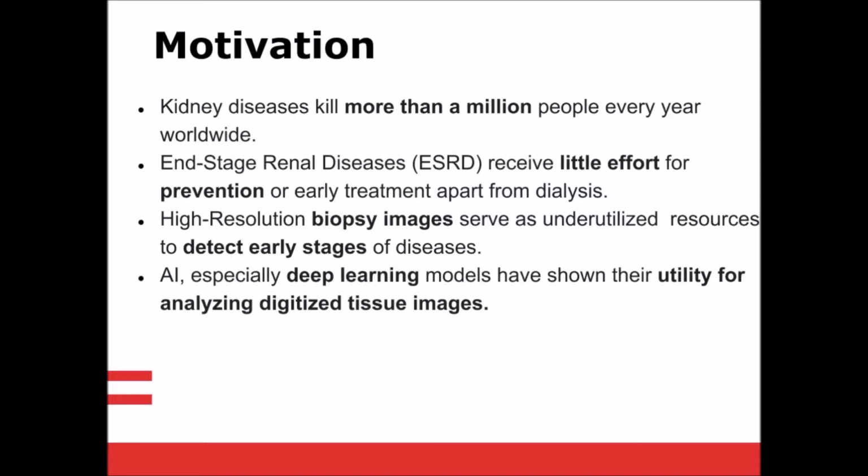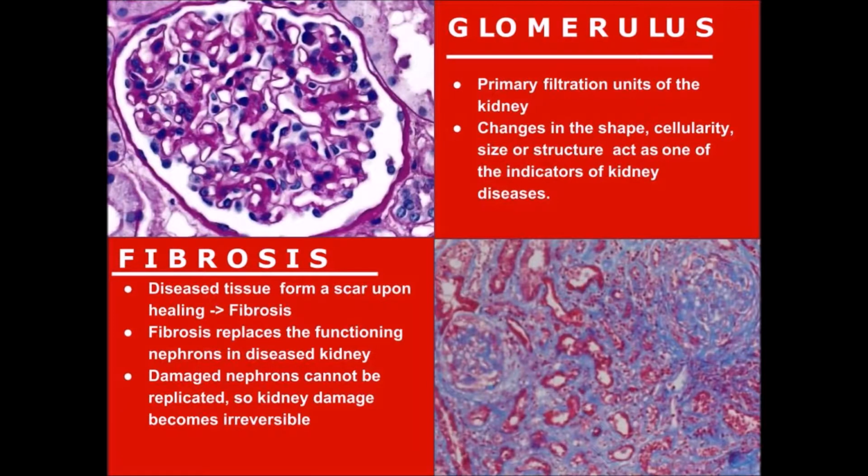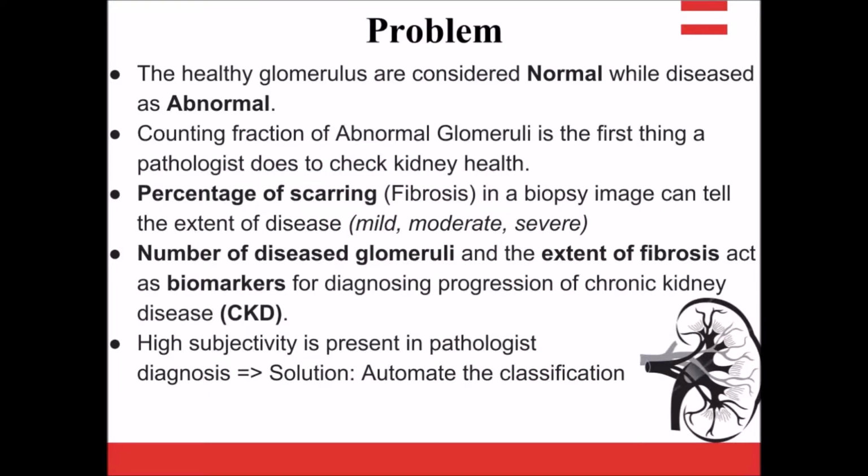Glomeruli are the primary filtration units of the kidneys. Any change in the structure of the glomeruli may act as a potential indication of its abnormality. On the other hand, diseased kidney tissues form a scar on healing, which is called fibrosis. A healthy glomerulus is considered normal, while a diseased one is termed abnormal. Alternatively, the percentage of scarring in a biopsy image can tell the extent of the disease.